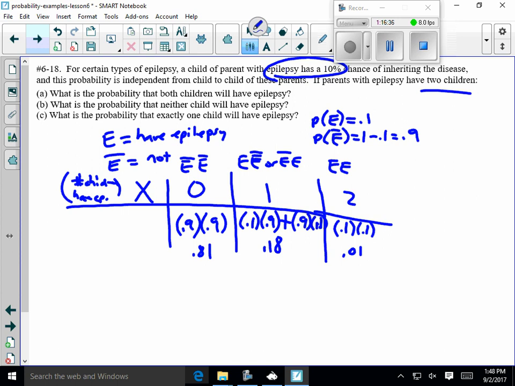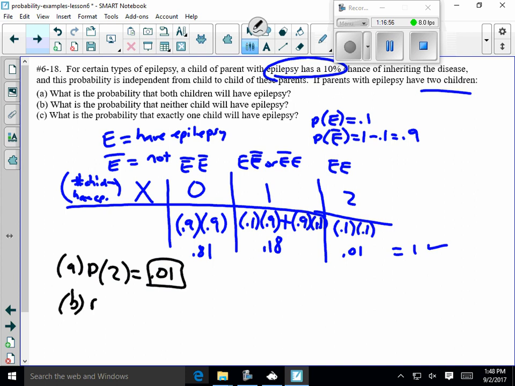Now, if this is a valid probability model, if I add these 3 numbers up, they should add up to 1, and they do. That means I've correctly accounted for all the cases here. Now I can use that to answer the questions. So the first one is the probability of having both children. That's 2, and that probability would be 1%.